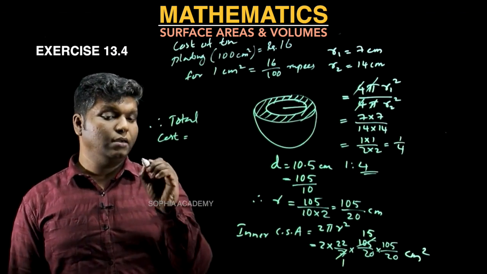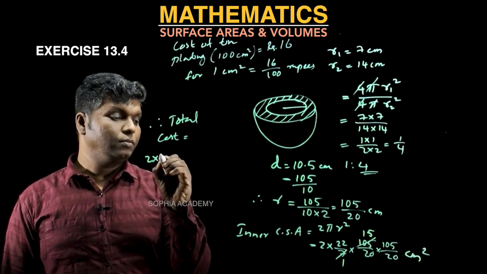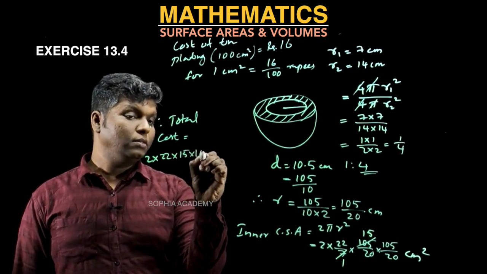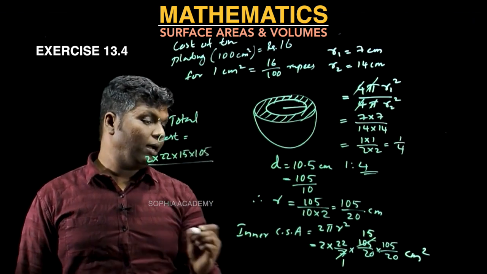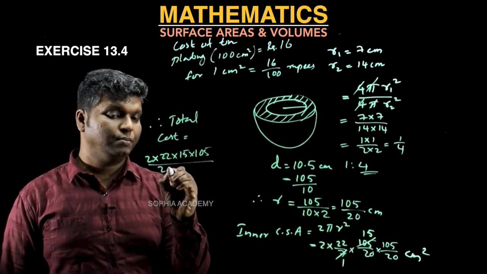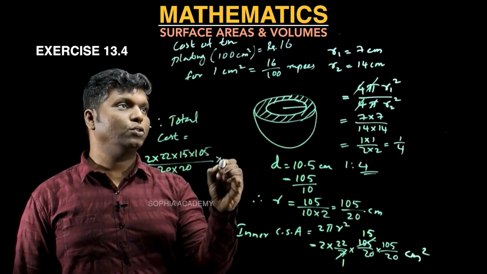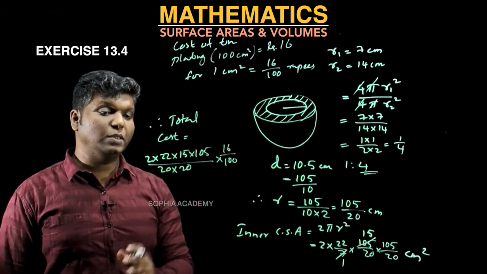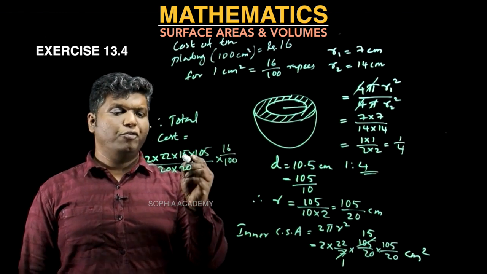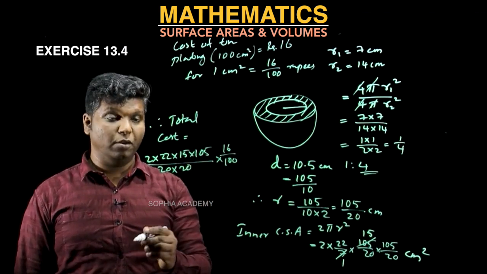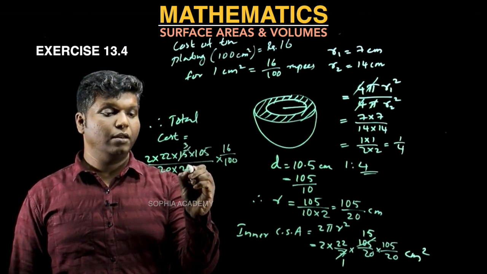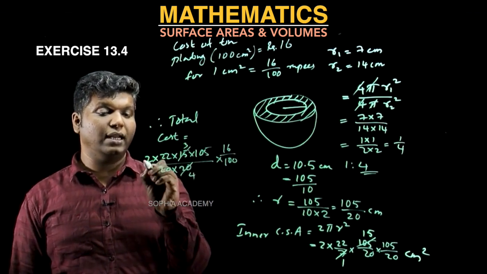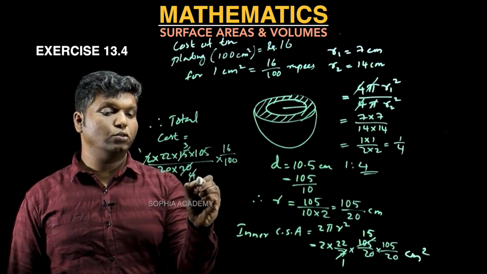That's equal to 2 into 22 into 15 into 105, divided by, what about the denominator? 20 into 20 into 16 divided by 100. You got it? So this much is there. Now one by one let us cancel. 15 and 20, you can cancel them in the table of 5. 5 3s are 15. 5 4s are 20. So this 2 and 4 you can cancel. Here 2 1s are 2. 2 2s are 4.